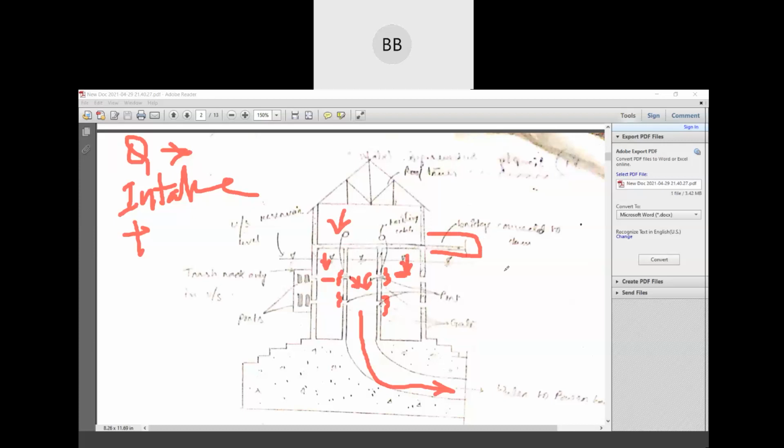As a diagram it's very difficult to understand. I'll check some videos on YouTube, and if possible I'll show you that video in the next class, to show how the whole process operates. Always remember that a tower intake involves a very high cost.